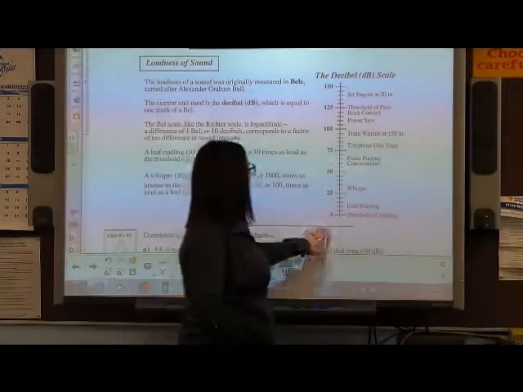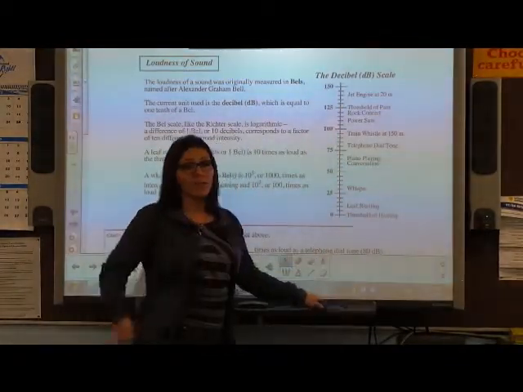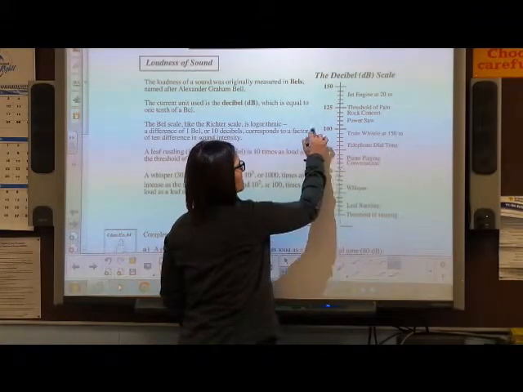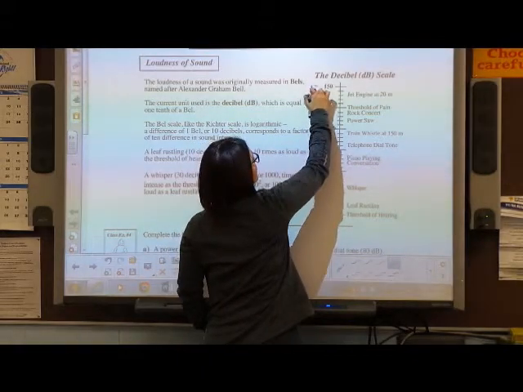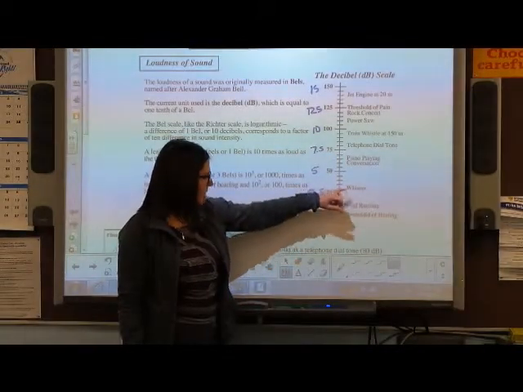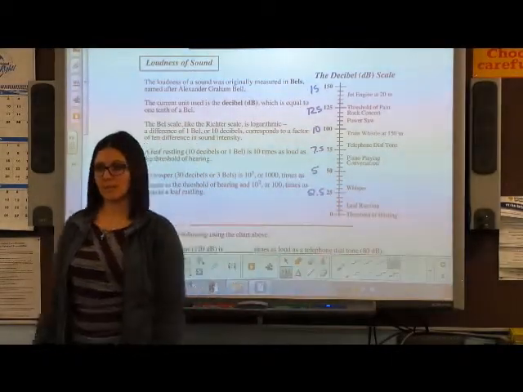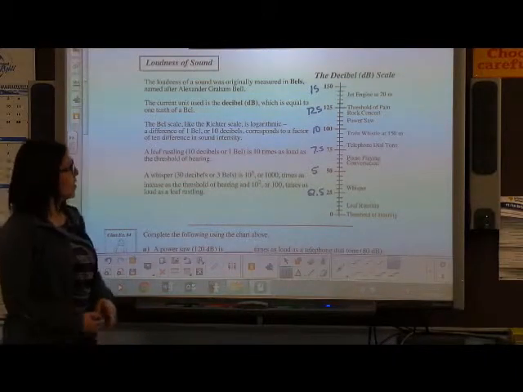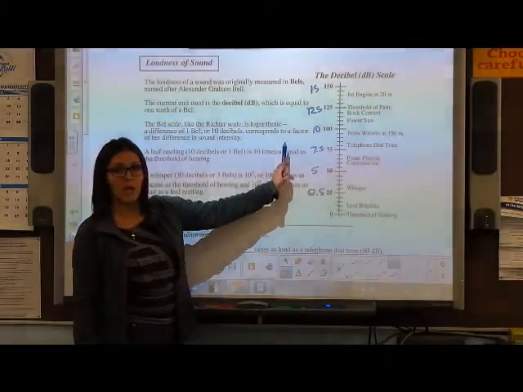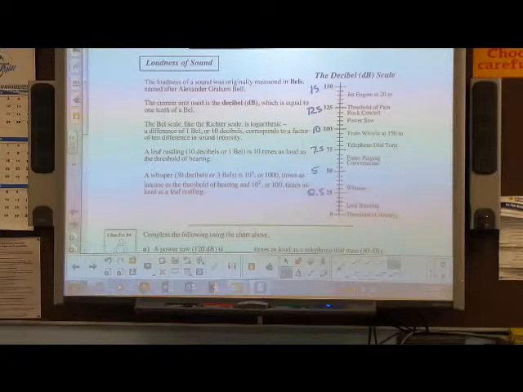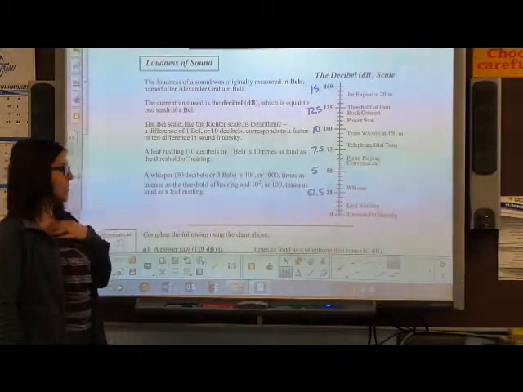So if I look at my scale here in decibels, what I would need to do is convert all of these into bells by dividing by 10. So a whisper, which is I think 30 decibels, would be 3 bells. The Bell scale is logarithmic, which means a difference in 1 bell or 10 decibels is 10 times the intensity. The threshold of hearing is considered to be 0.